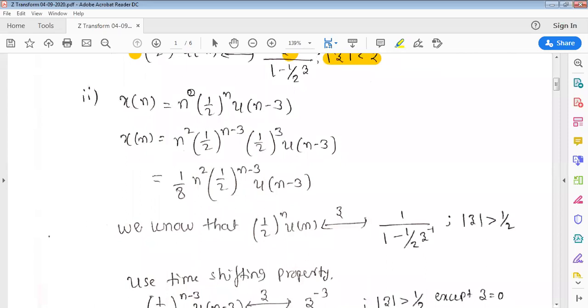x of n is equal to n square into 1 by 2 power n u of n minus 3. Once again notice u of n minus 3. So I should convert the problem into a power n minus 3 u of n minus 3, as I did in the previous case. n square is retained as it is, 1 by 2 power n minus 3 plus 3 I'll write, so that minus 3 plus 3 gets cancelled and you get the same n. Then 1 by 2 raised to n minus 3 into 1 by 2 raised to 3 u of n minus 3. Is it clear?